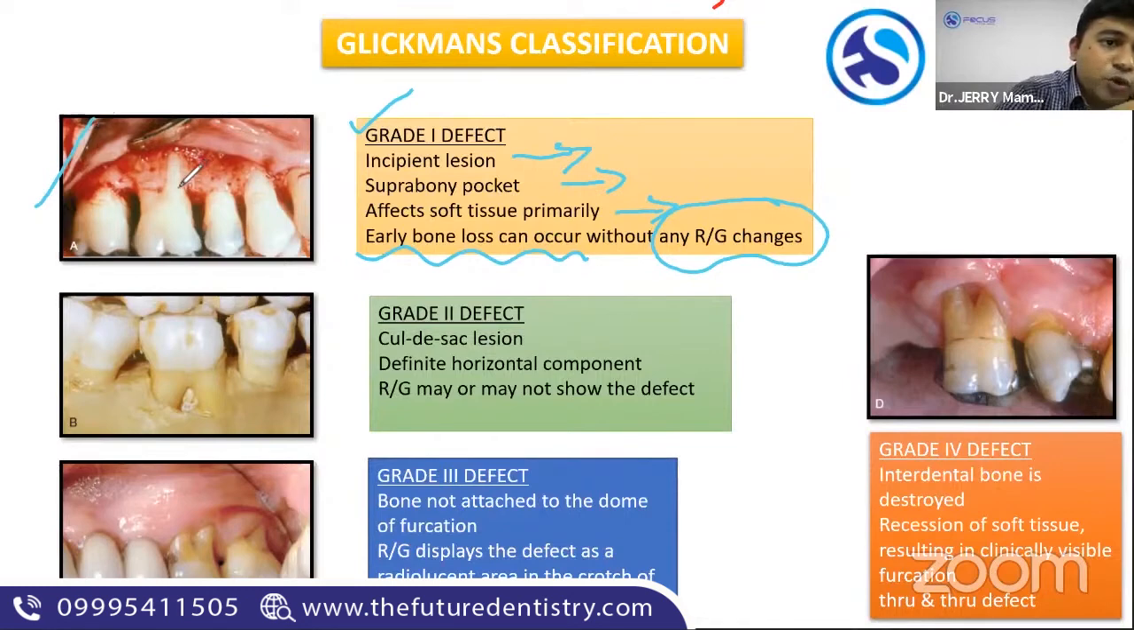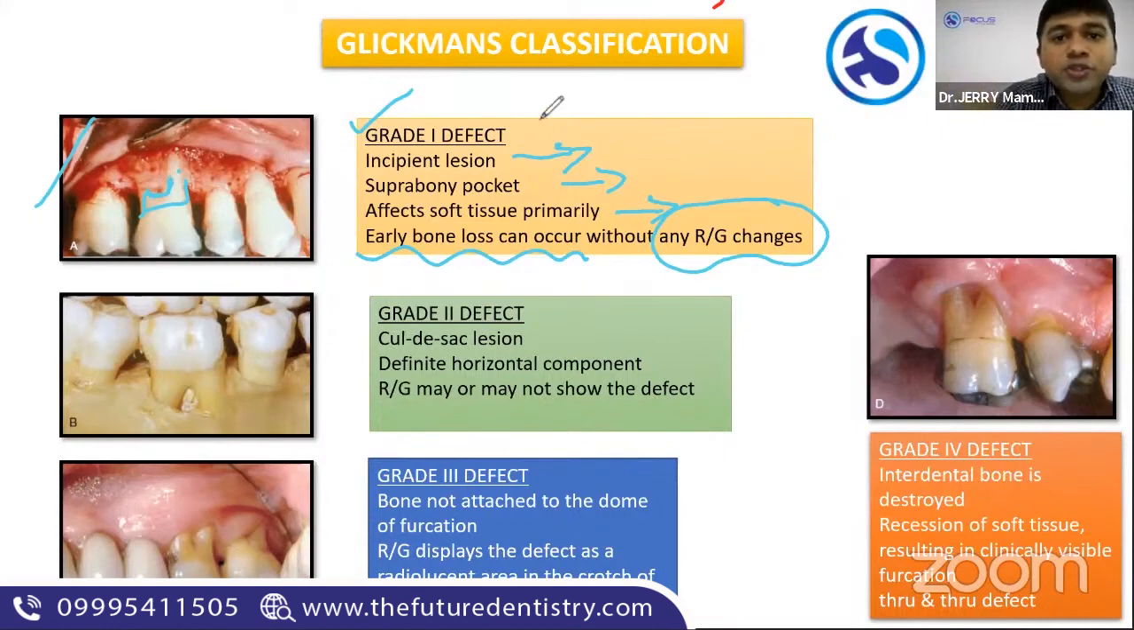See, this is your root cone. This is your root trunk, this much. And this is where your furca is starting, but it is completely filled with your bone. Resorption is just starting there. So that is your grade one defect or an incipient lesion. That means your probe will not go into it.